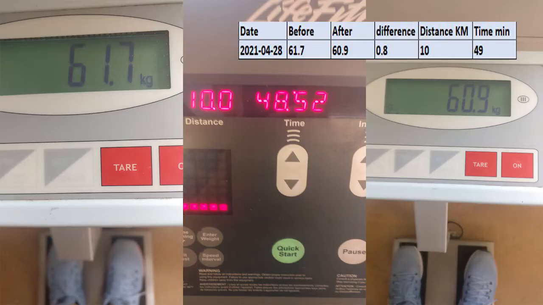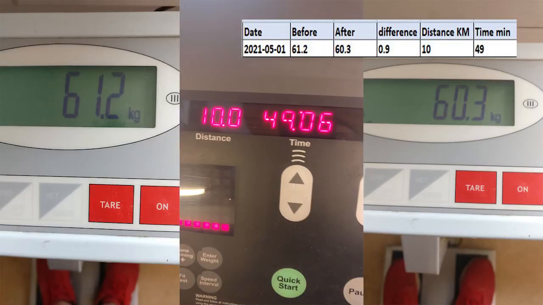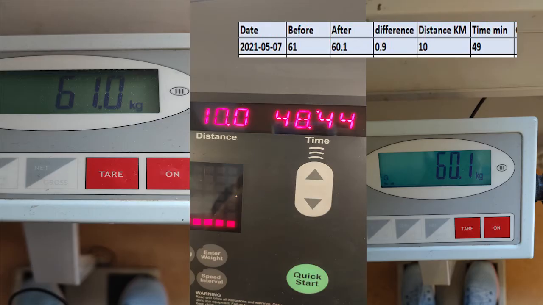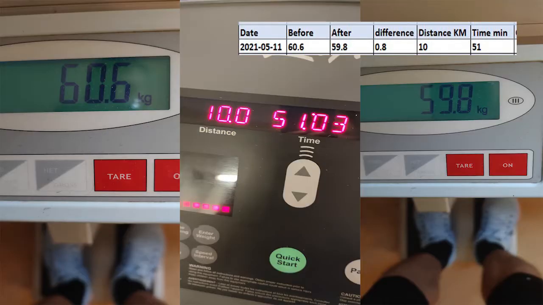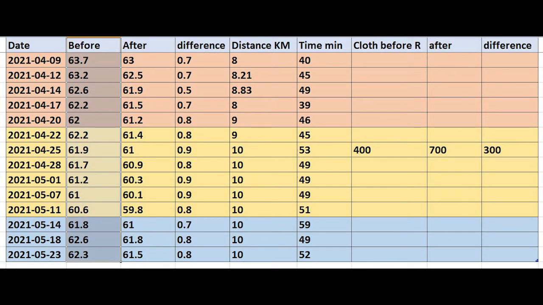I also included a summary of this information for each training pass in the Excel cells here, like the date, weight before training, weight after training, the difference in the weight, how much I ran, and the time of running. This diagram summarizes my experiment in losing weight.